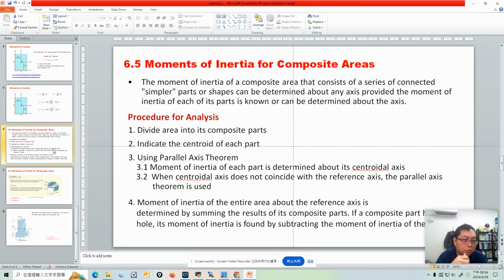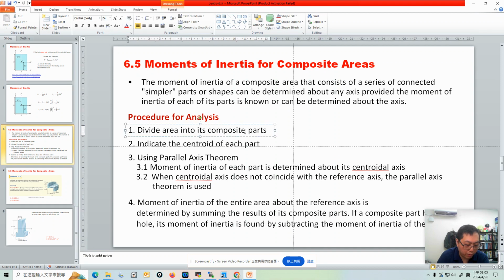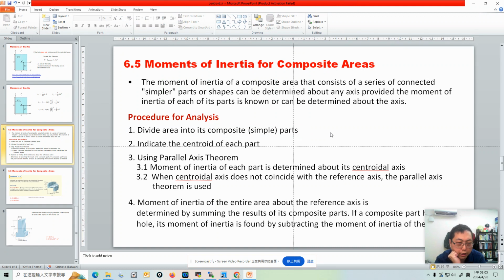First of all, divide your area into simple parts. In the moment of inertia calculation in this course, simple means the rectangle, because the rectangle is the simplest shape in the moment of inertia calculation. Of course, there are circular areas, half-circular areas or triangle shapes, but in this course we just use the rectangle as our basic part.